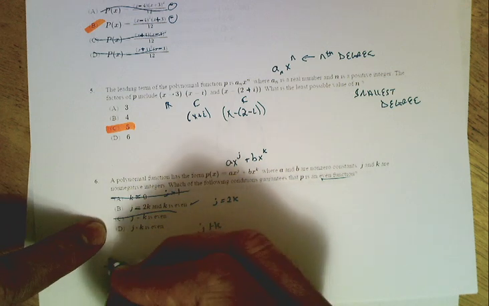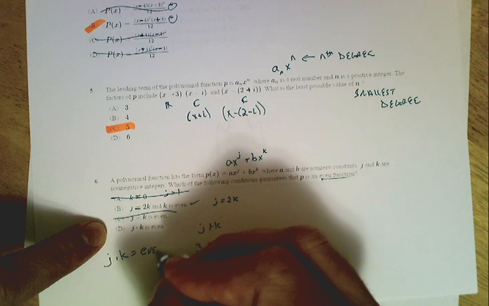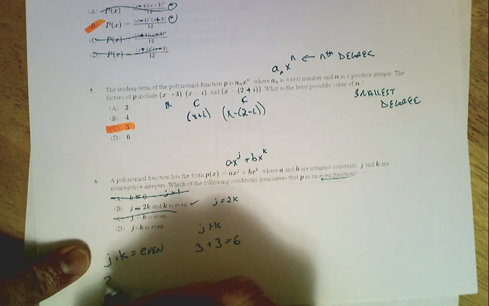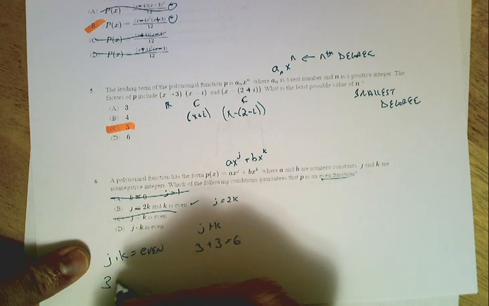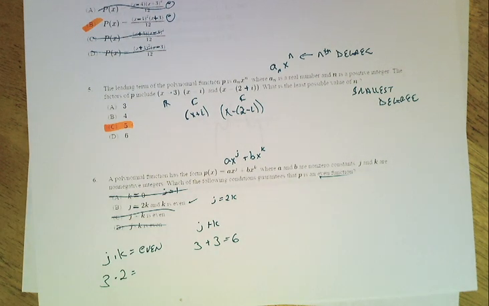And then j times k is even. Well, can I pick an odd number, and can I pick another number to make this even? Yeah, I can pick 2. So that doesn't force them both to be even. Only B forces them both to be even.